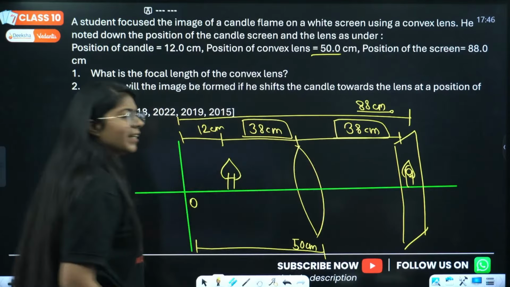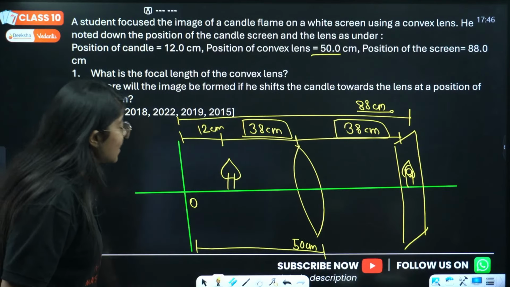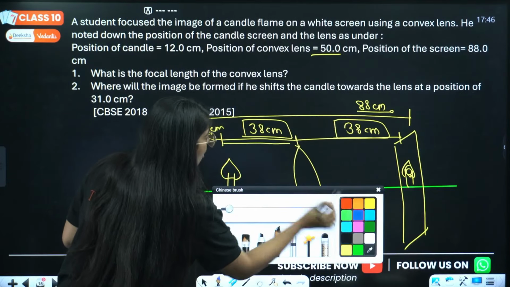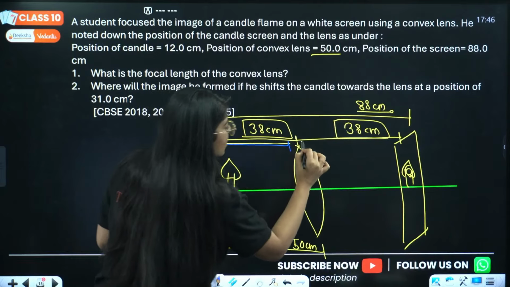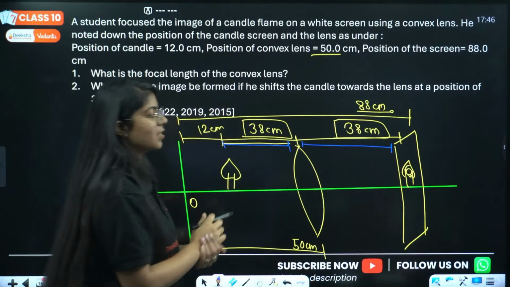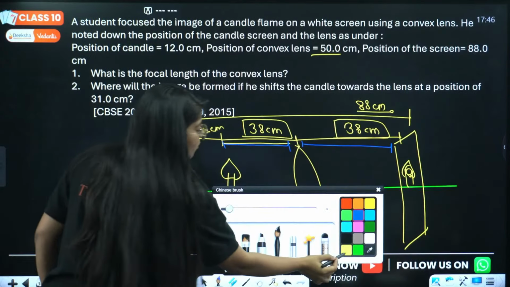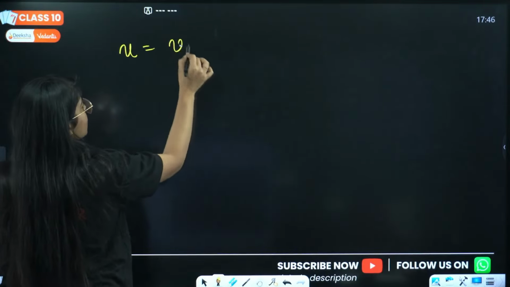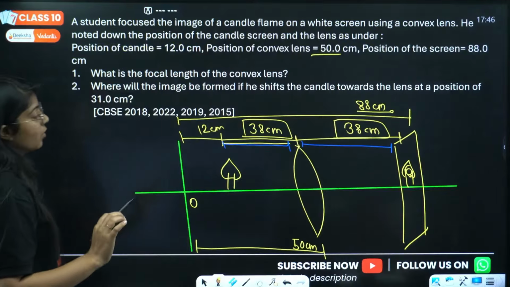So what did we decipher from here? We deciphered that the object distance is the same as the image distance. Of course, just the magnitude, okay?